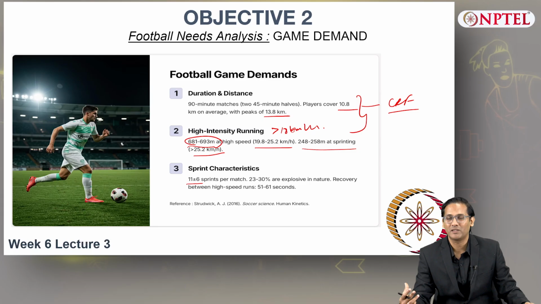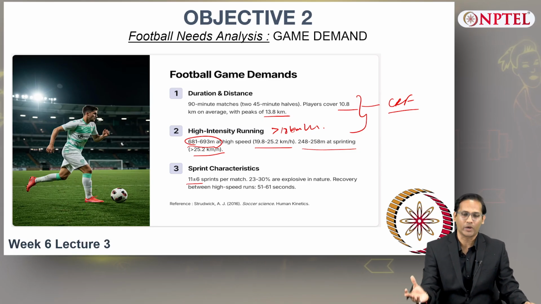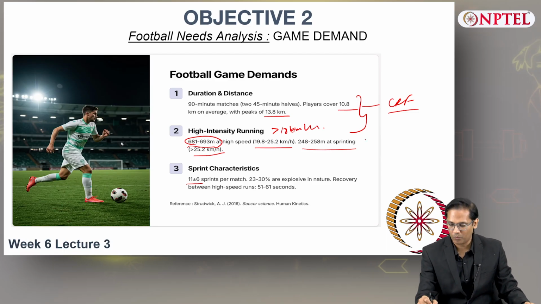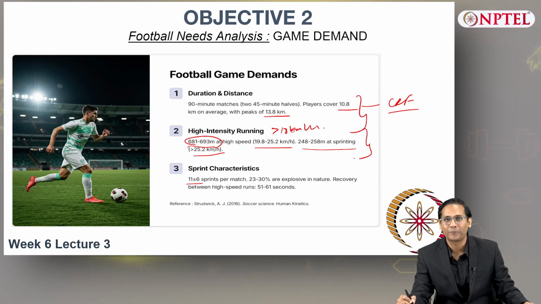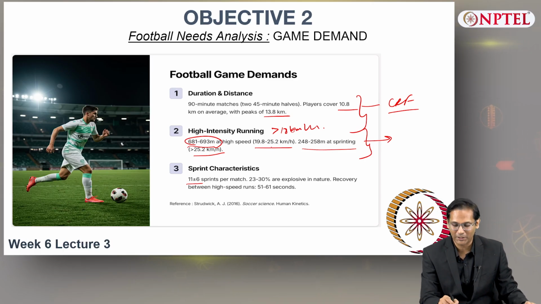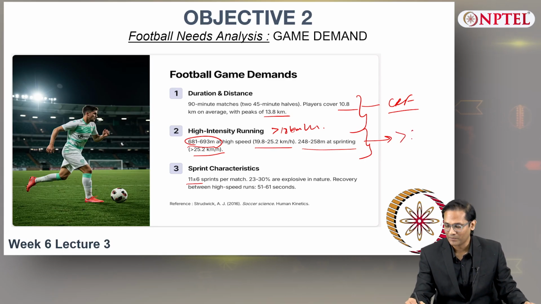Now this implies that in a football game, let's connect what physical ability is required in order to complete this demand. If I want to run at 20 to 25 km per hour speed, I need higher speed ability, that is max speed.